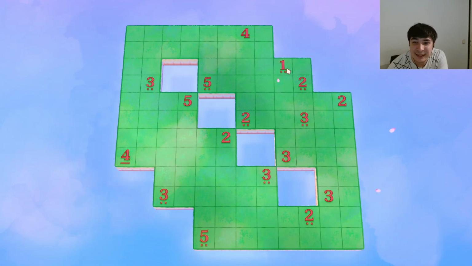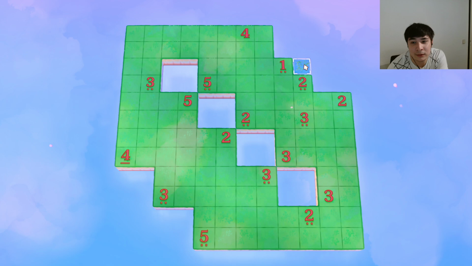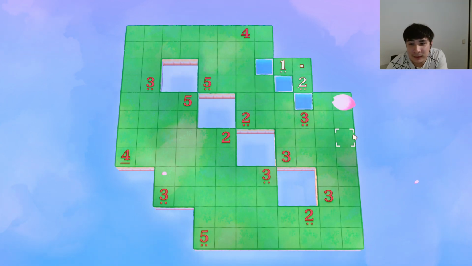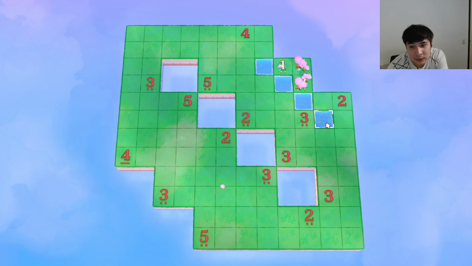Okay. This one is going to connect to this 2 on the corner here because if this is water, that's bad. This 2 is going to flip-flop between these spots, so this is water.